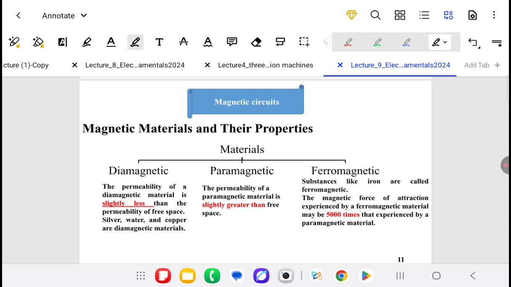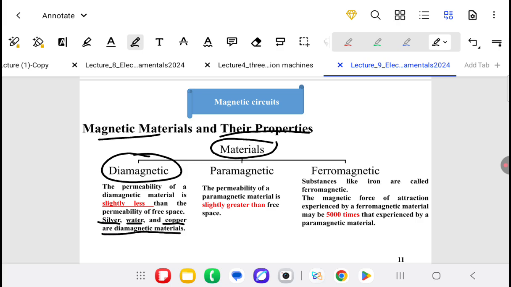Regarding magnetic materials and their properties, we can classify them into diamagnetic materials, where the permeability is slightly less than the permeability of free space. Examples of diamagnetic materials are silver, water, and copper. Those are diamagnetic materials and can be used for magnetic shielding.